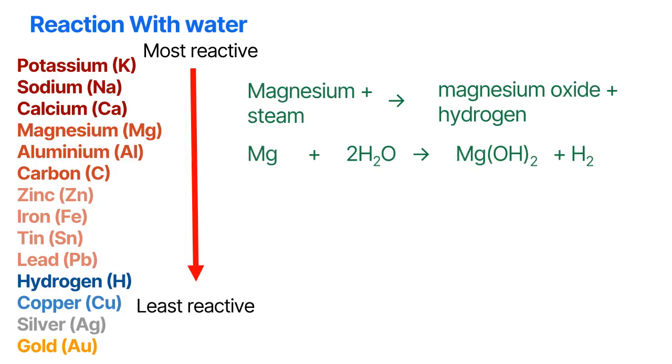Magnesium does not react with cold water, but it reacts with steam. The reaction produces magnesium oxide and hydrogen gas. This shows magnesium is less reactive than calcium, sodium, or potassium.